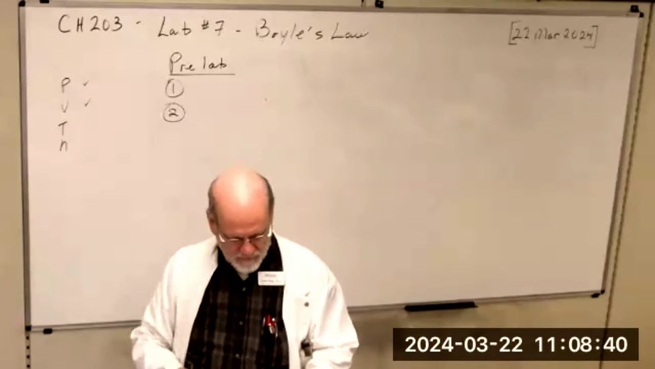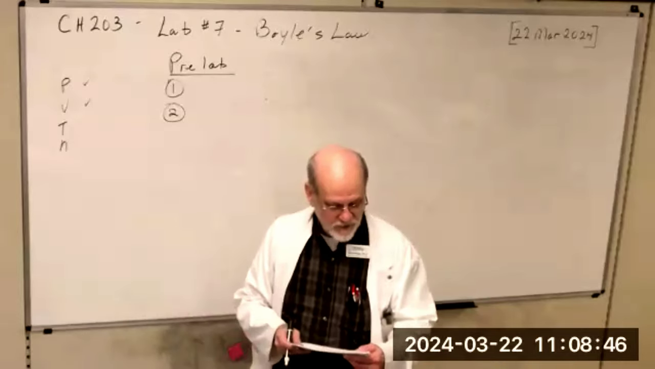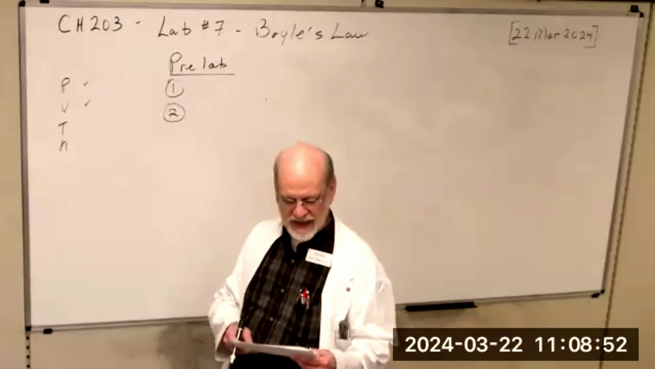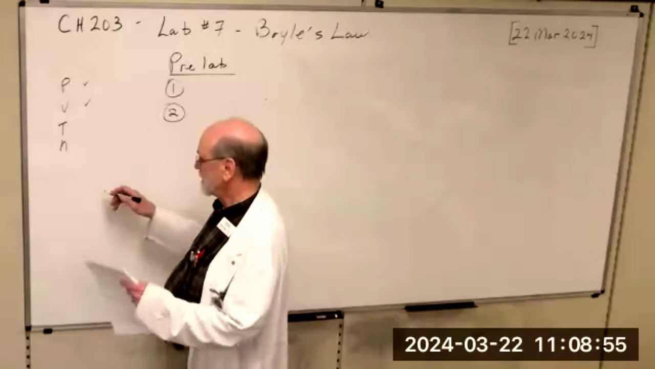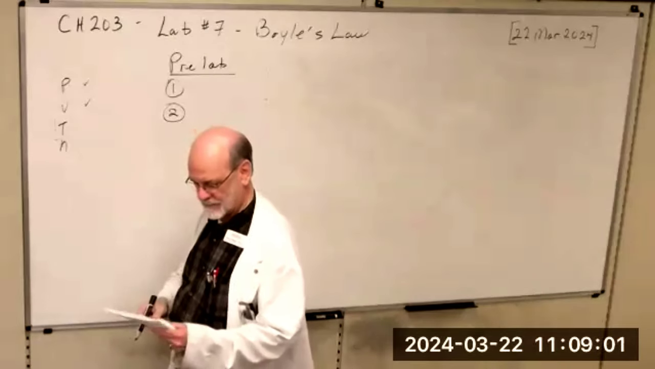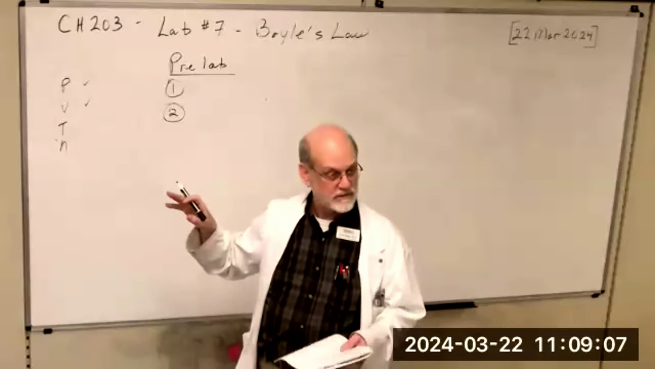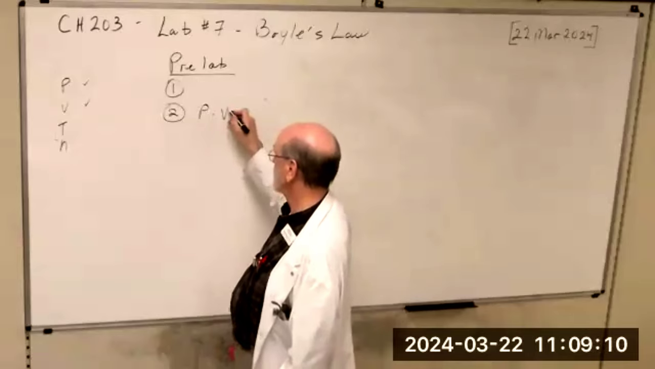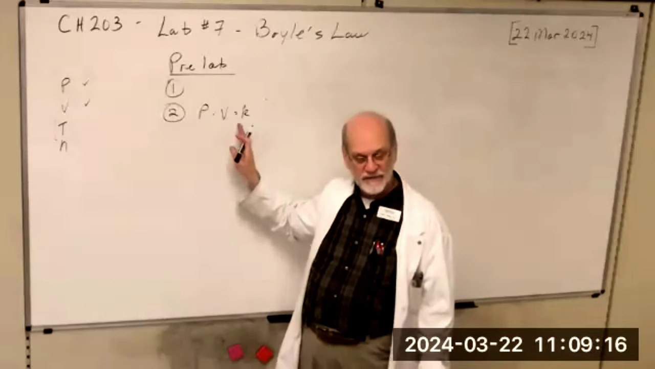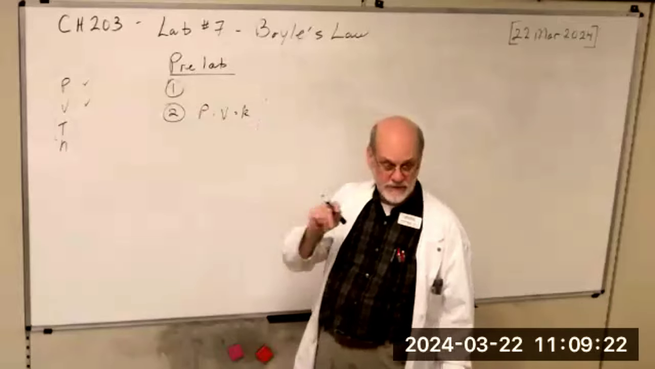How about 2? Fill in the blanks to summarize the relationship among gas properties in Boyle's experiment. And this is another way of saying 1, actually. For a fixed number of moles at constant temperature, the pressure of the gas increases as the volume decreases. That's the law. Whenever you have a product of 2 variables equal to a constant, they are inversely proportional. As 1 goes up, the other has to go down in order to maintain that constant.